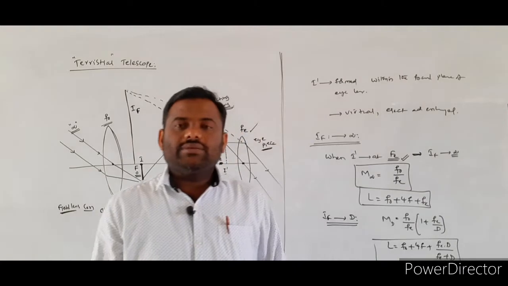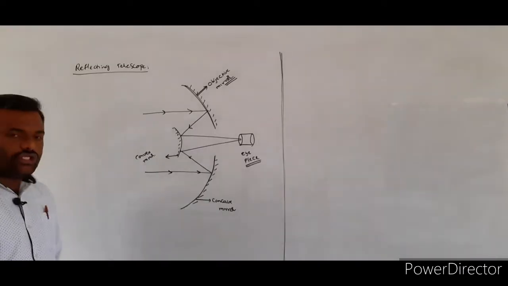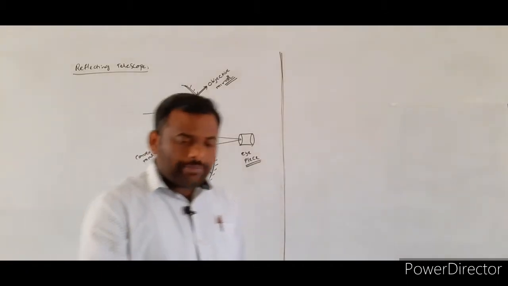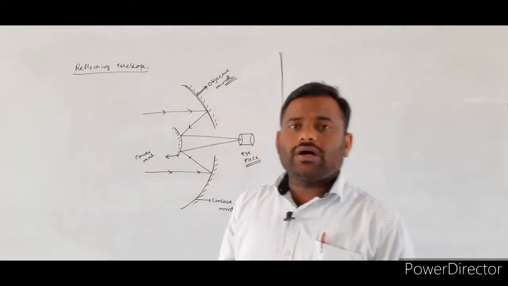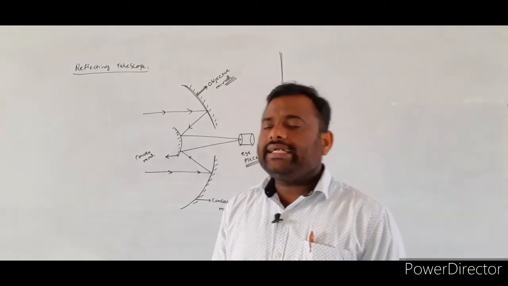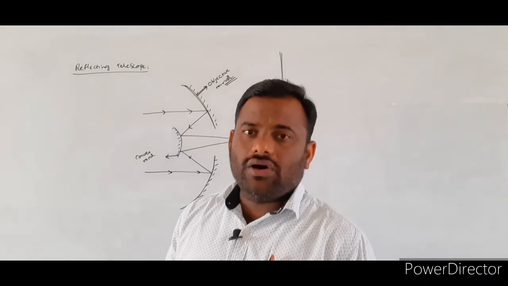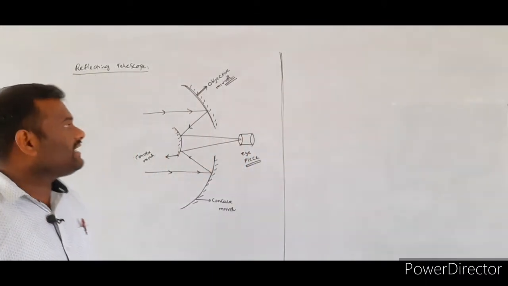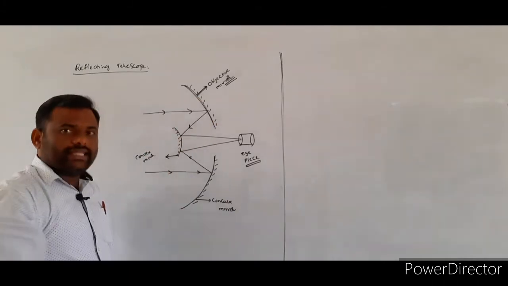So this is about the concept of the terrestrial telescope. Next topic, reflecting telescope. Up to now we discussed many optical instruments: simple microscope, compound microscope and terrestrial telescope. In all these optical instruments we used only convex lenses. But in the reflecting telescope we are using mirrors.